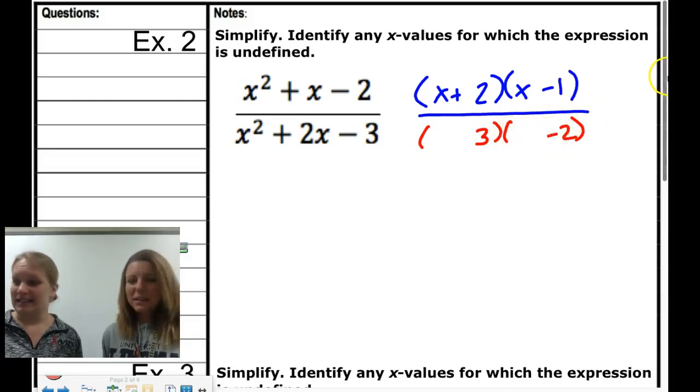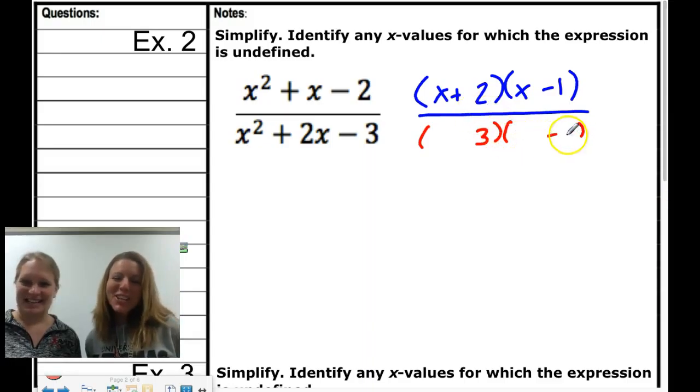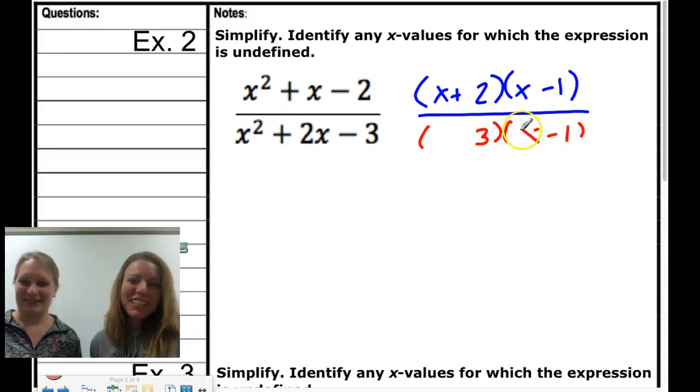Oh, -1. Yes. Oh boy. She just got the best cheer of all. She's really struggling right now.